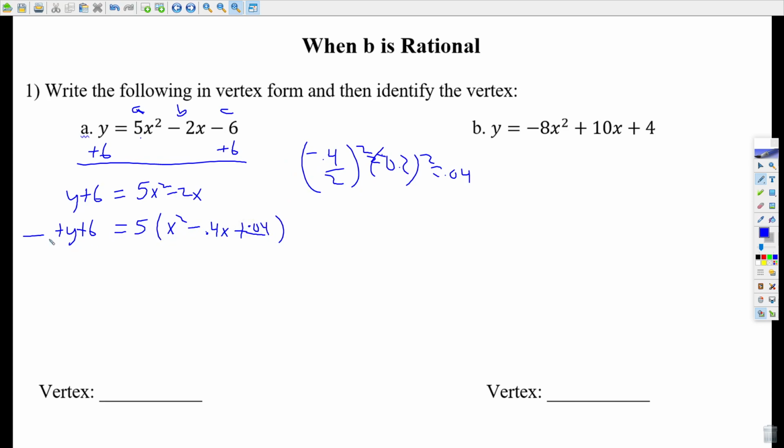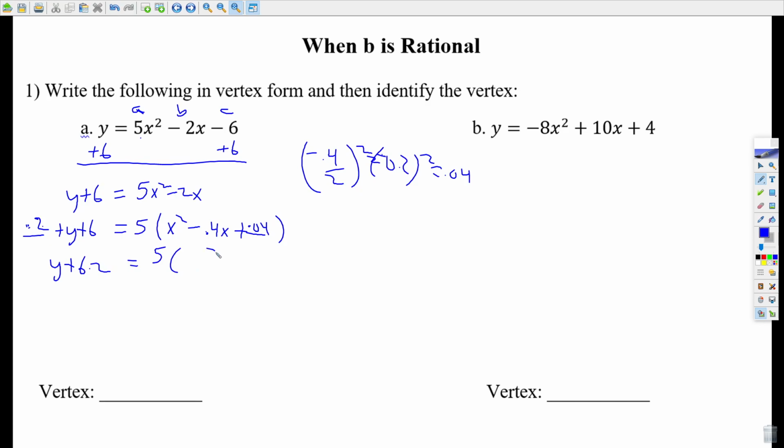But that does not mean we put that over here. We actually have to multiply 5 times the 0.04. And that gives us 0.2. So I'll put over here 0.2. So we can add these together. We get y plus 6.2.